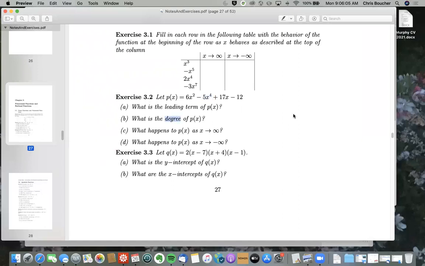And the degree is the highest power of x. The term is the whole thing. The degree is just the power. So the degree here is just 4. Can I highlight the 4? Yeah, sort of. Okay, what about the end behavior of this polynomial?